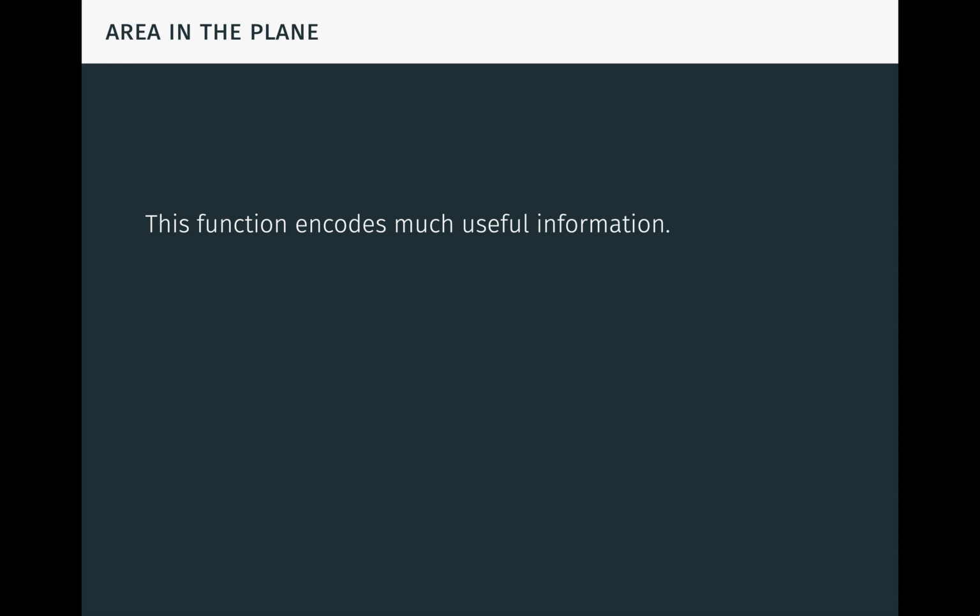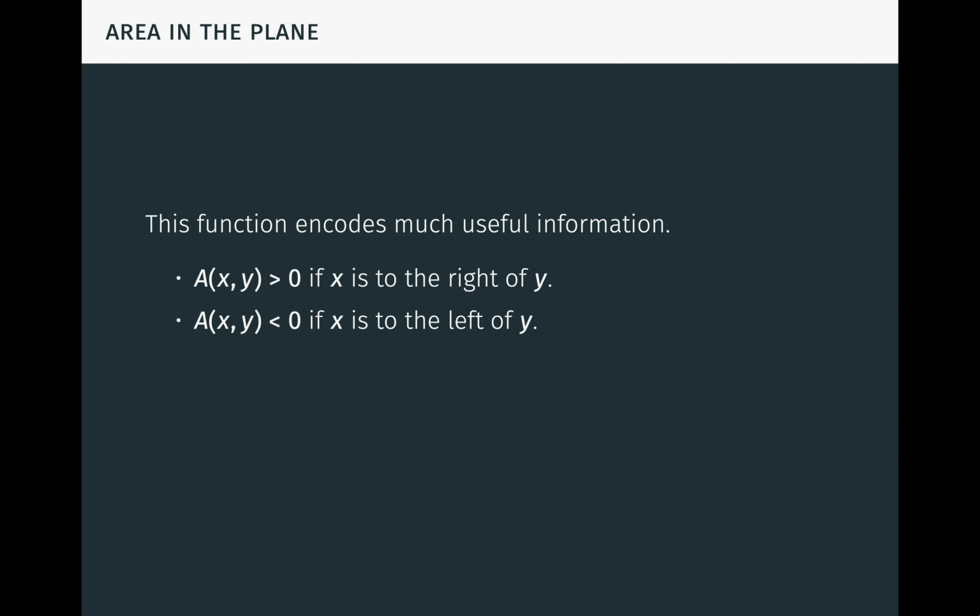The oriented area function encodes much useful information. Under the standard orientation of the plane, A(x,y) is positive if x is to the right of y. A(x,y) is negative if x is to the left of y. And A(x,y) is 0 if x and y are on the same line through the origin.